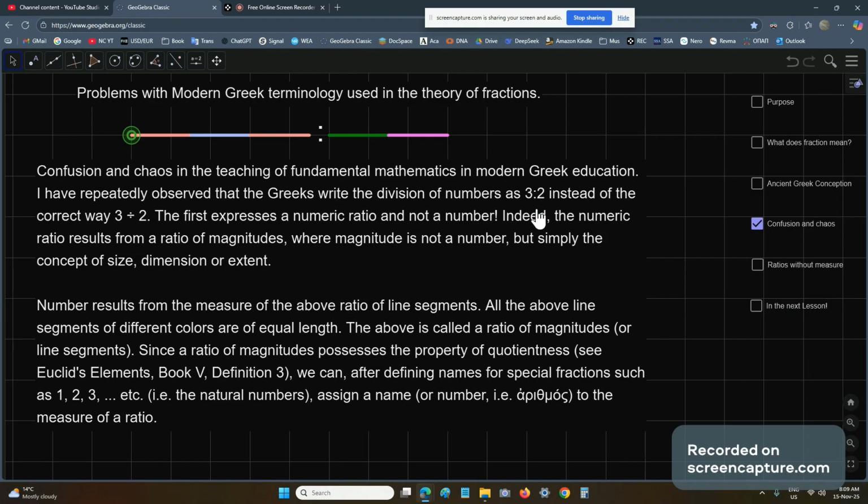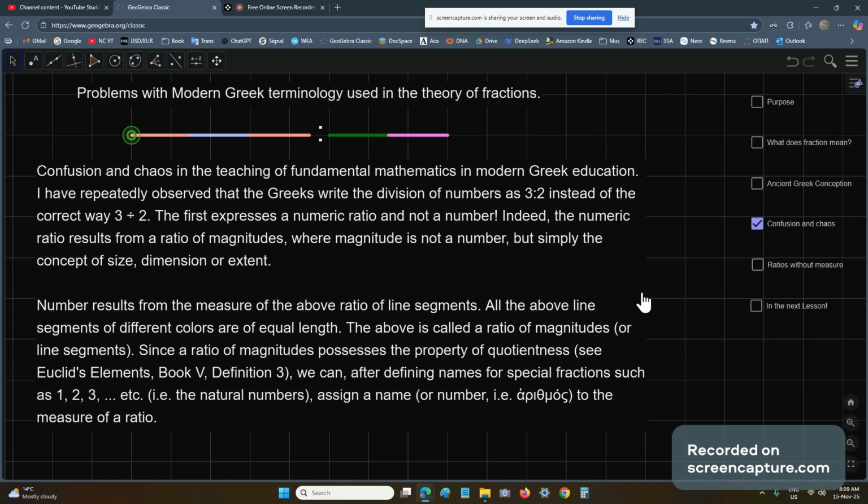Now 3:2 is a numeric ratio, not a number. Okay? Numeric ratio, very different to a number. It uses numbers to describe its parts, but it's not a number in the strict sense. So the numeric ratio results from a ratio of magnitudes, where magnitude is not a number, but simply the concept of size, dimension, or extent.